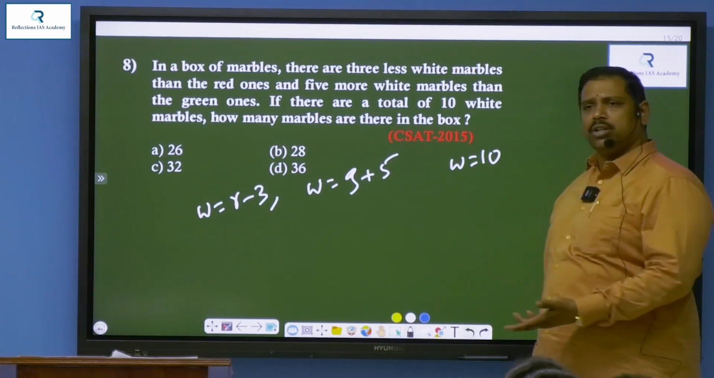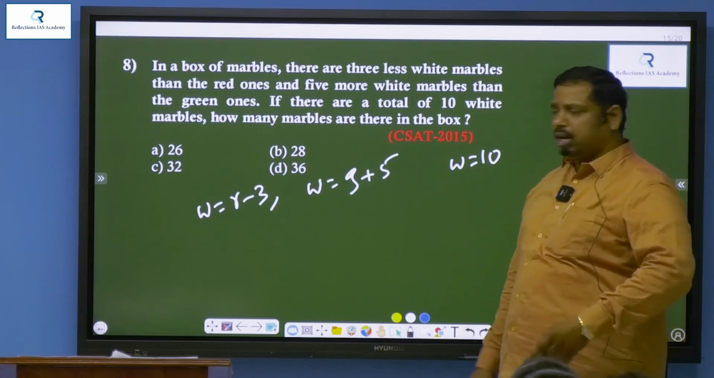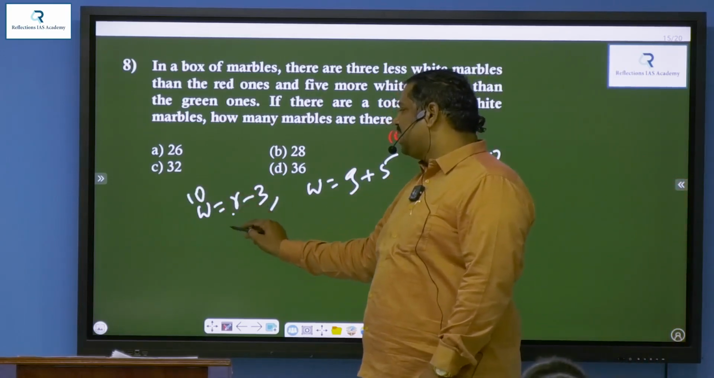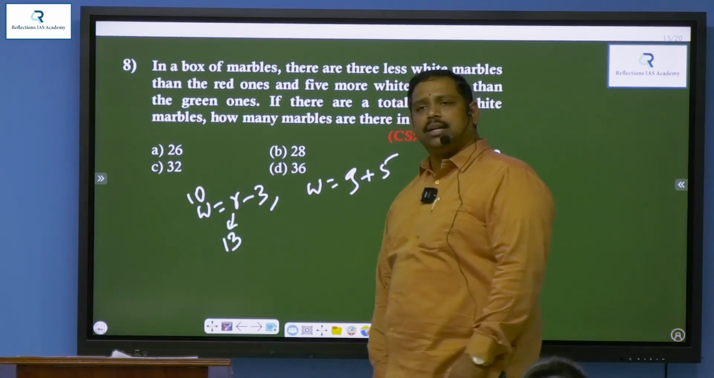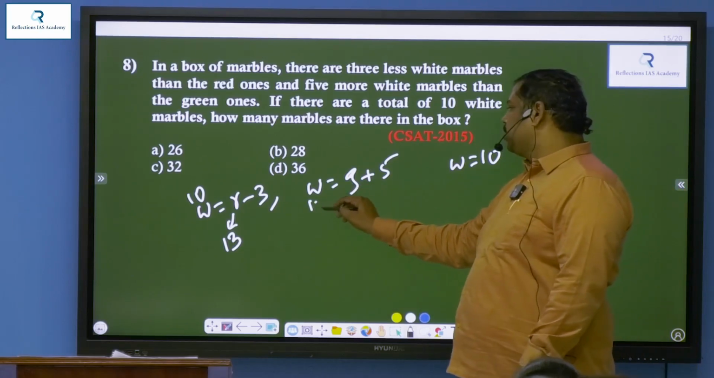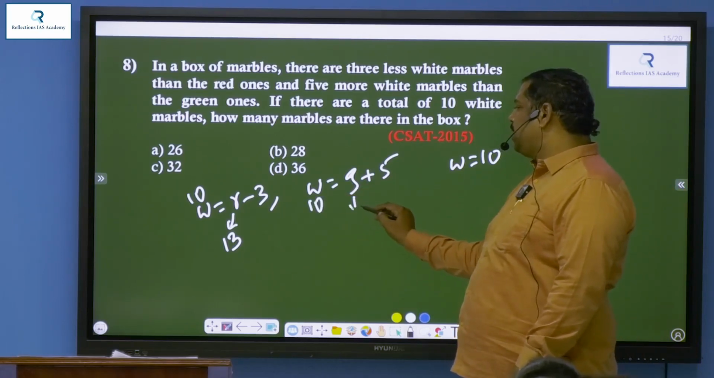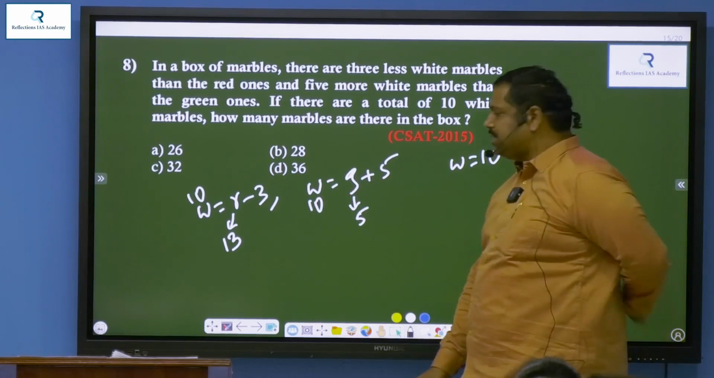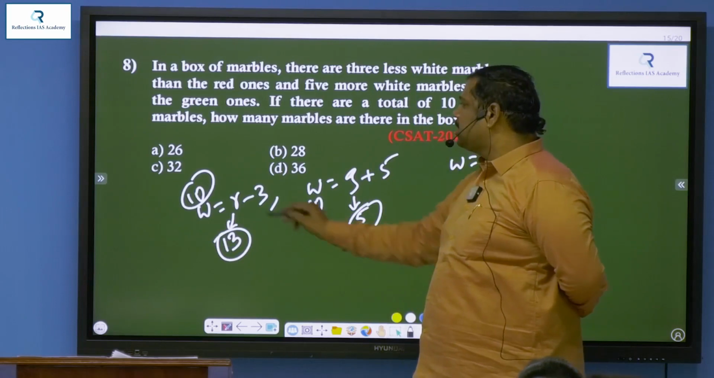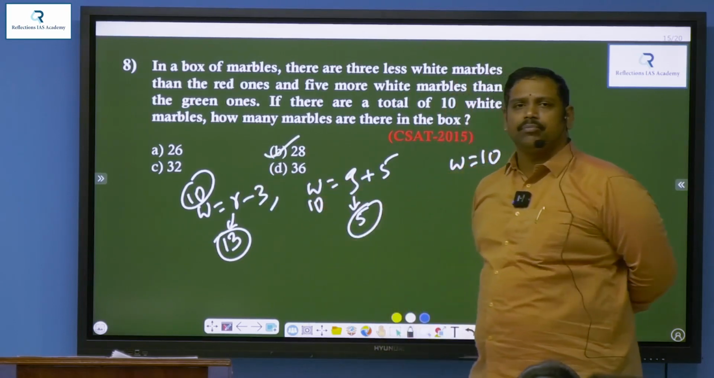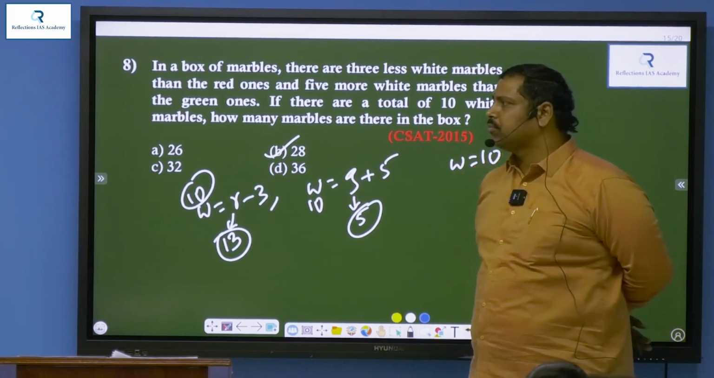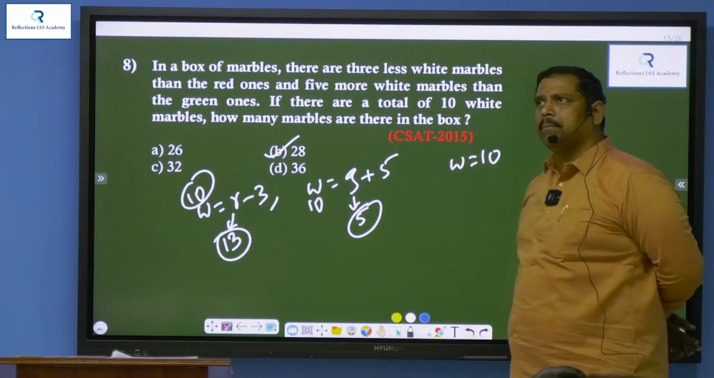Maybe this is the easiest question that you wrote. Right or wrong? Okay, what is the white? 10. So means minus 3 move this side. What is red? 13, right? 7 or 13? 13. Okay, white is 10. Move the 5 this side. Green will be how much? 5. Total means white are 10, red are 13, green are 5. Total is how much? 28. Am I clear? Can I go to the next one?